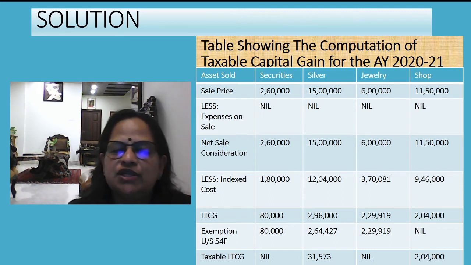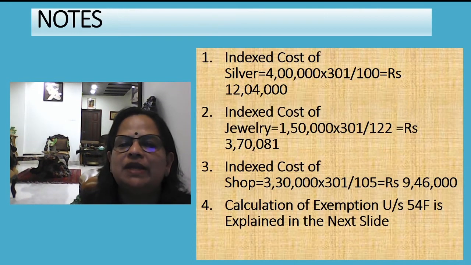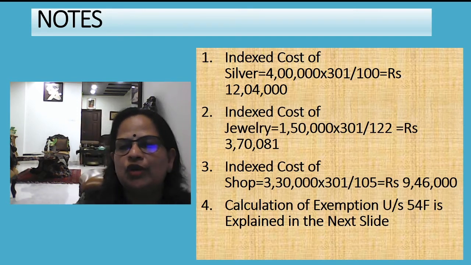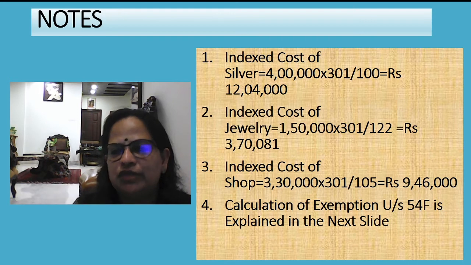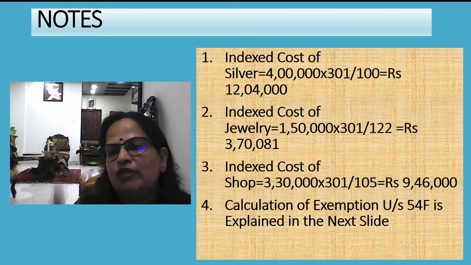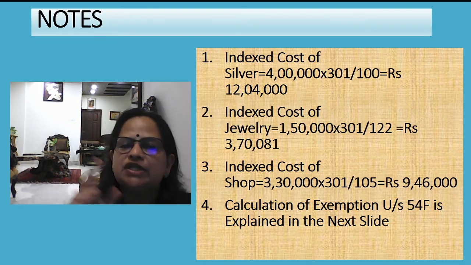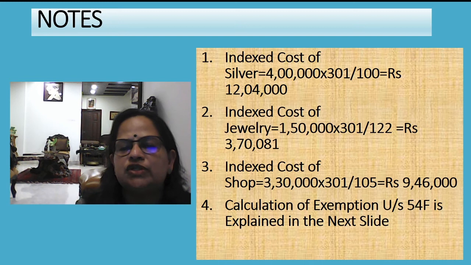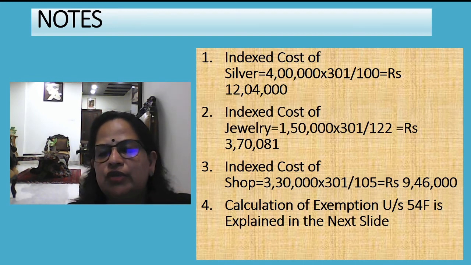Now exemption under section 54F. How I got these values, I have explained clearly in the next slide. The index cost of silver: you got 4 lakh into 301, that is the index value for this year, divided by 100, because the silver fair market value as on 2001 will be applicable. So you are getting that value. Index cost of jewelry is 1,50,000 into 301, this year's index, divided by 122, the year of acquisition. You are getting 3,70,081. Index cost of shop is 3,30,000 into 301 divided by 105, which is 9,46,000.